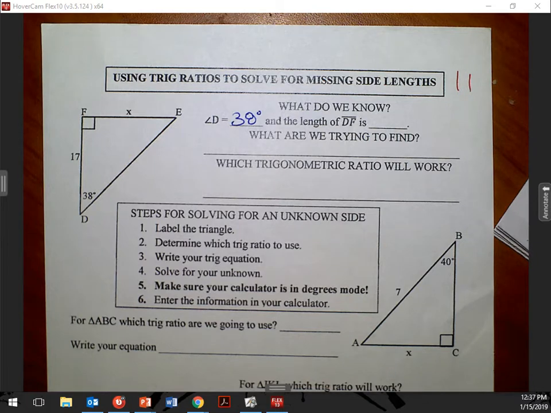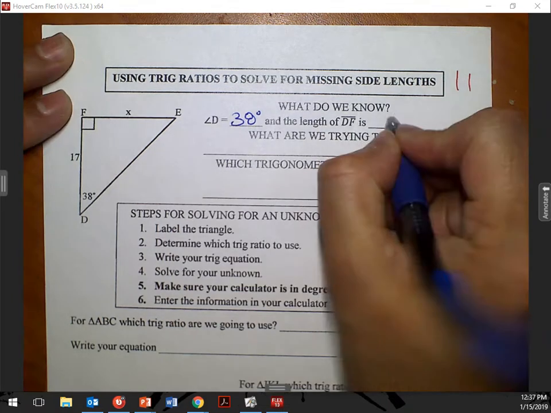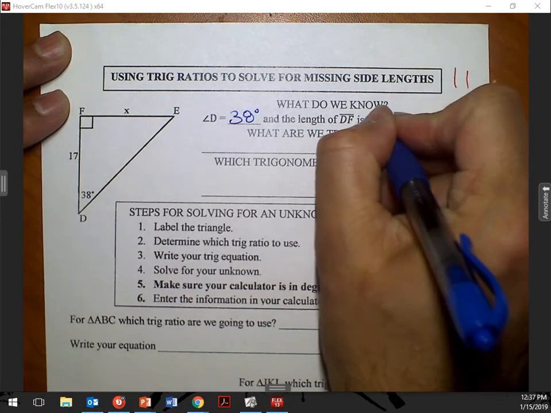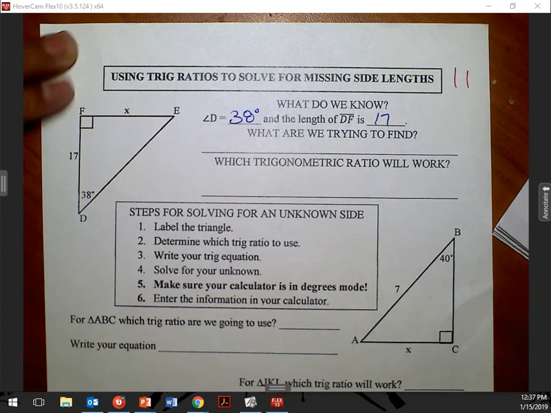All right, so the length of DF. 17. It's not degrees, just 17 units, because it's the measure of a side.